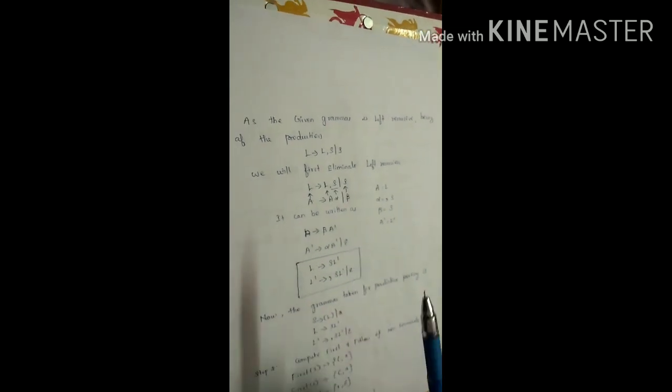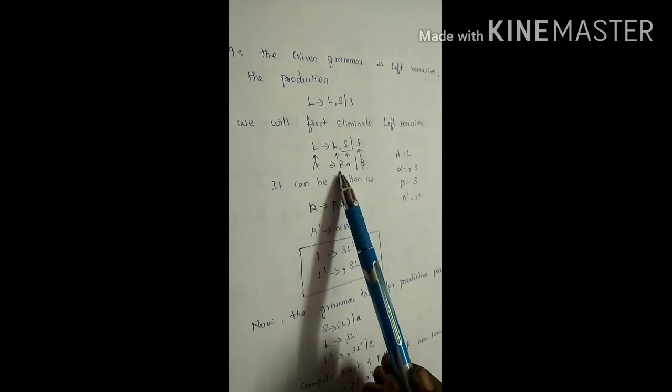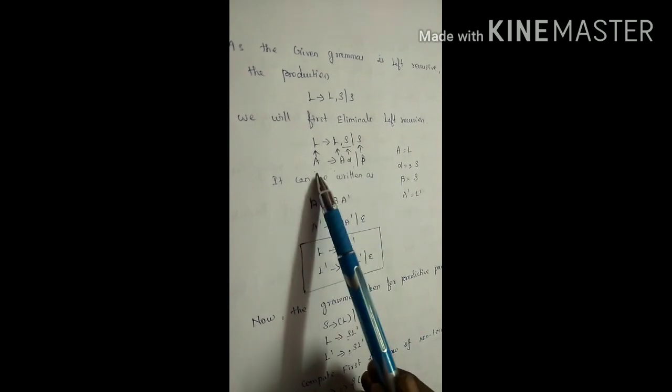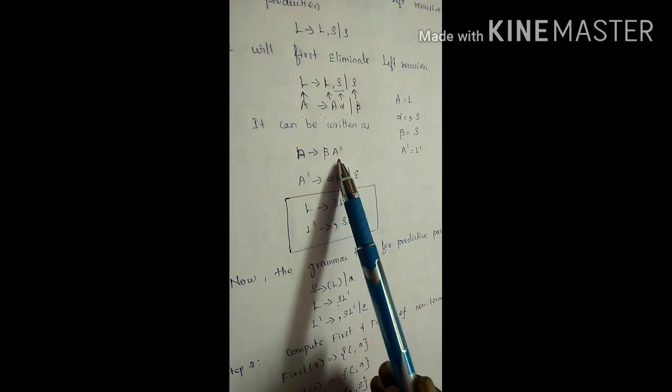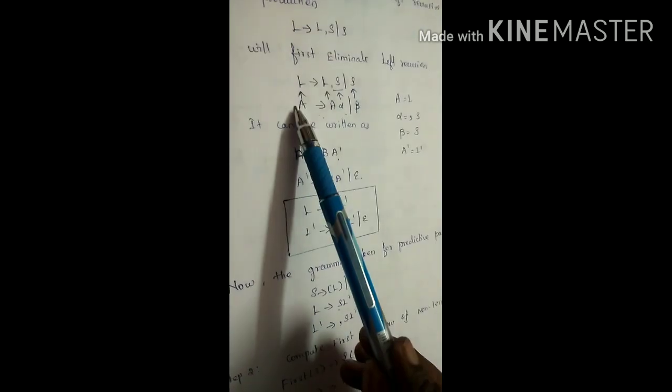So it is in the left recursive form. The given grammar is in left recursive form, so we need to eliminate the left recursion. A grammar is said to be in left recursive form if it is A tends to A alpha bar beta, so it has to be eliminated. We can eliminate this left recursion by rewriting the production as A tends to beta A dash, A dash tends to alpha A dash bar epsilon. To apply this, we'll follow this method.